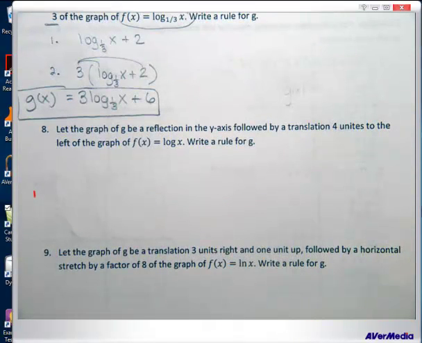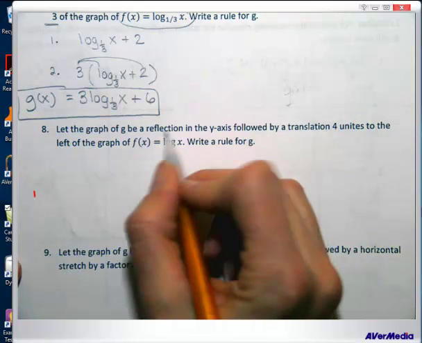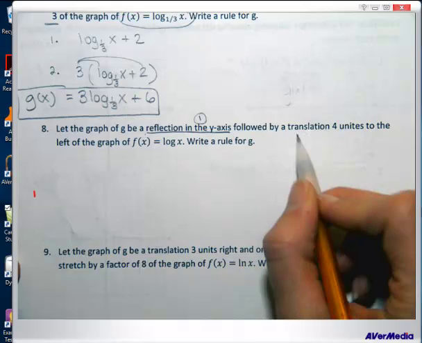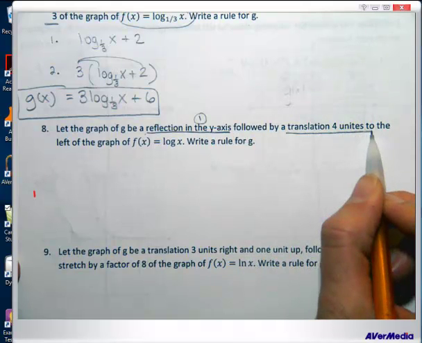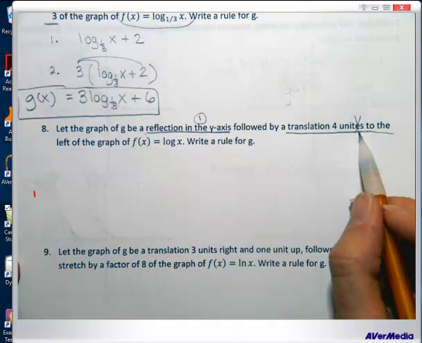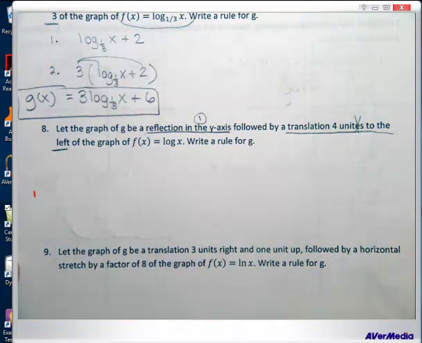Okay, number 8 says, let the graph of G be a reflection in the y-axis, followed by a translation 4 units, and this is spelled wrong here. You can cross out my extra T there. Units, 4 units to the left of the graph f of x equals log of x.